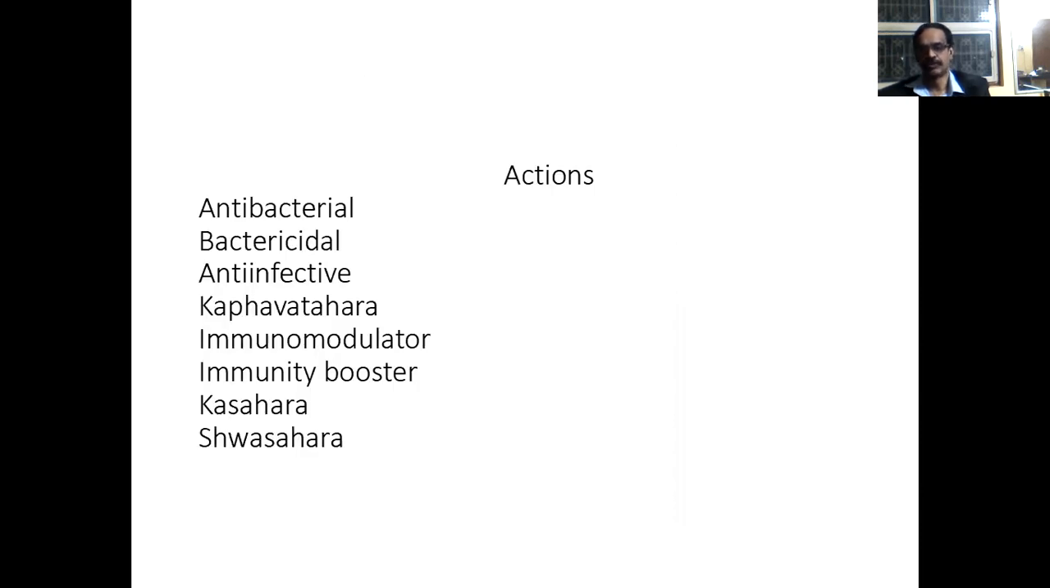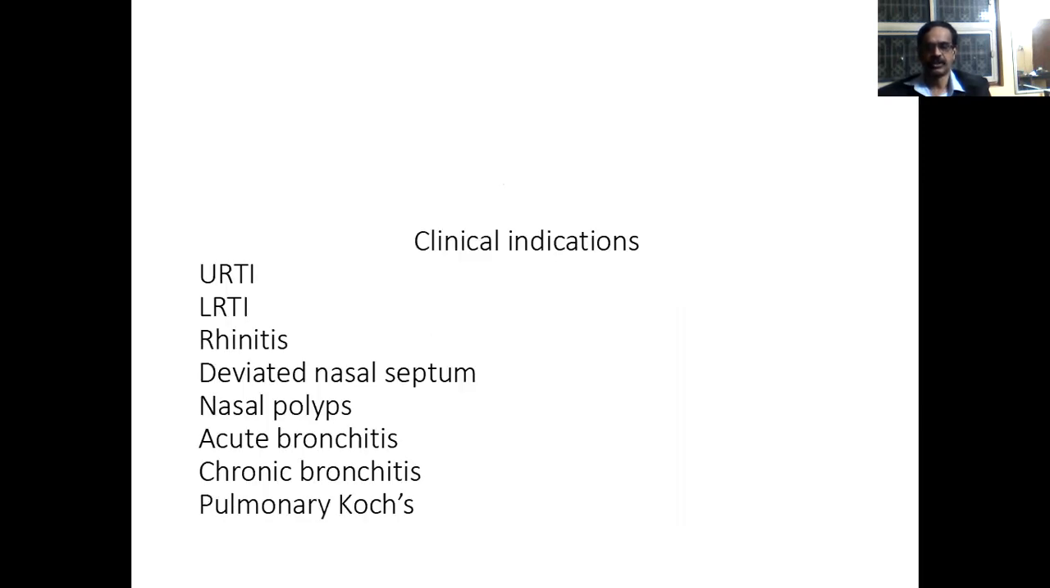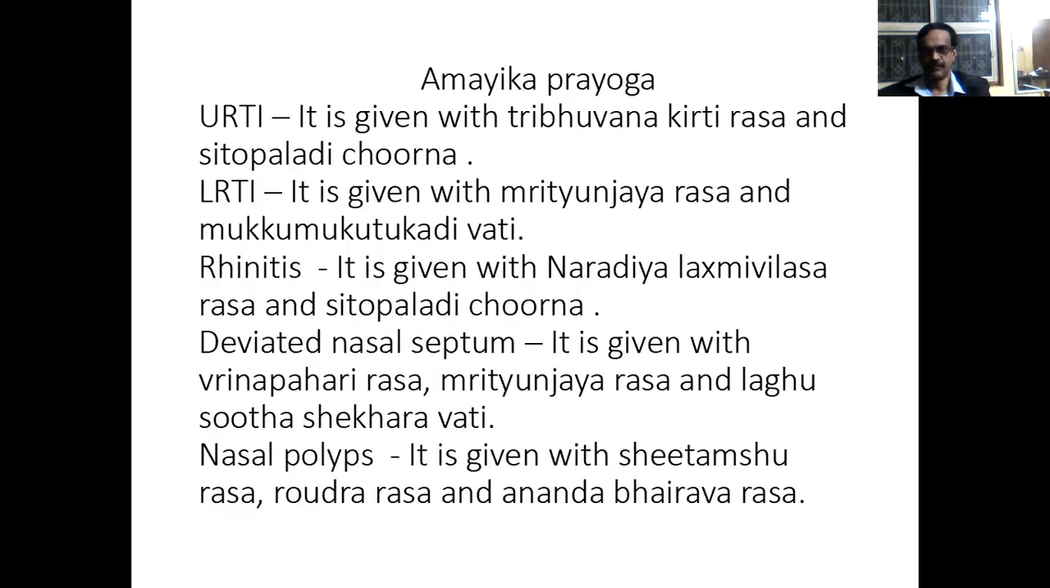Now let us see the actions of Poushkaradi Kashaya: antibacterial, bactericidal, anti-infective, Kaphavatahara, immunomodulator, immunity booster, Kasahara, Shwasahara, Anurjatahara, anti-allergic, bronchodilator, expectorant, mucolytic, anti-stress, adaptogenic, antioxidant, and Rasayana actions. Let us see the clinical indications. It is given in upper respiratory tract infection, lower respiratory tract infection, rhinitis, deviated nasal septum, nasal polyps, acute bronchitis, chronic bronchitis, pulmonary coughs, pneumonia with proper antibiotic coverage, bronchial asthma, bronchiectasis, emphysema, cor pulmonale, pulmonary edema, Pratishyaya, Pinasa, Kshavathu, influenza, and Kaphaja jwara.